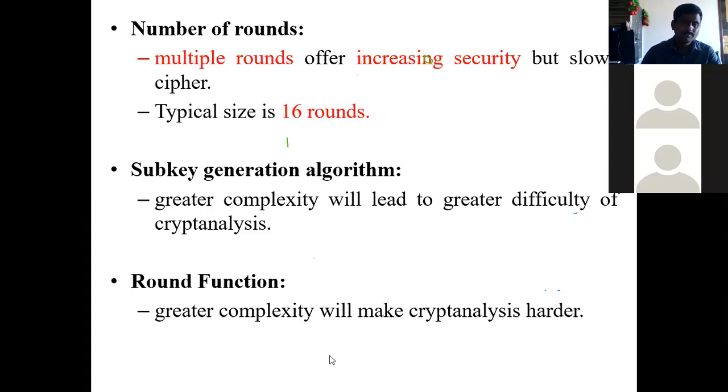Round function. I have shown you this round function. We have represented it with f of ki and ri, where we perform the operation. Ri is the right hand side part of the data and ki is the key which we are applying there.